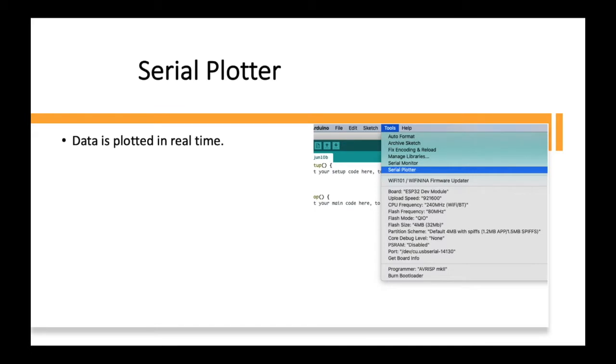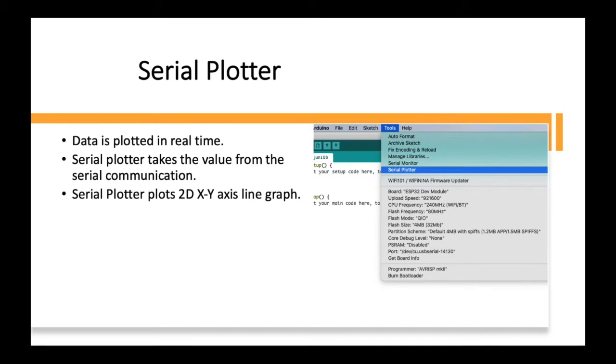Serial Plotter is basically a visualization tool that is available in the Arduino IDE, and it is a way to plot the data in real time. You can find Serial Plotter under Tools, just below the Serial Monitor. The way the Serial Plotter works is it takes the information from the serial communication.